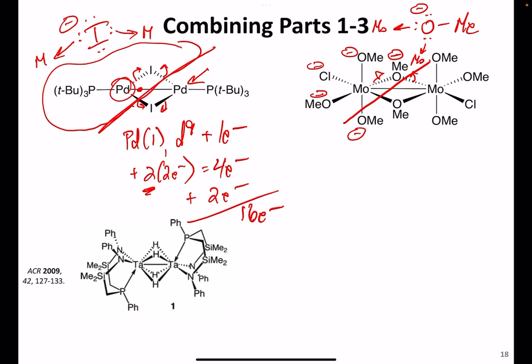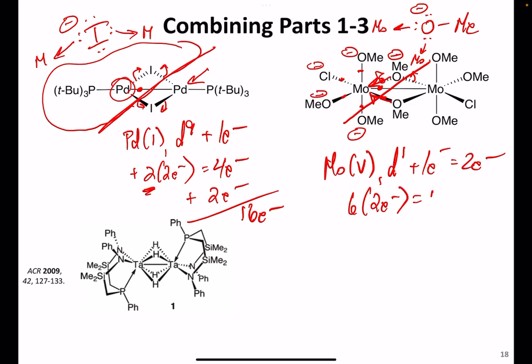And so I then have a moly 5 center. Moly 5 is D1, add 1 electron for the moly-moly bond. That gets me to 2 electrons. The methoxides can give 2 electrons in both directions. So you have 2, 4, 6, 8, 10, 12. You have 6 2-electron donors. That contributes 12 more electrons. 2 plus 12, this is a 14-electron compound.